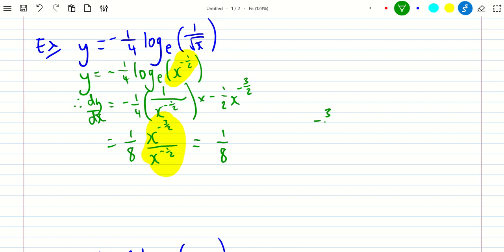So this is negative, I'm just writing it over here, negative 3 over 2, take away negative half. So let's just be careful what's happening here. So that double negative there becomes a plus, and so negative 3 on 2 plus 1 over 2 is negative 2 on 2, or negative 1. So that'll be x to the power negative 1 there, which is equal to 1 over 8x. Okay, that x goes to that bottom line, and that's our derivative.